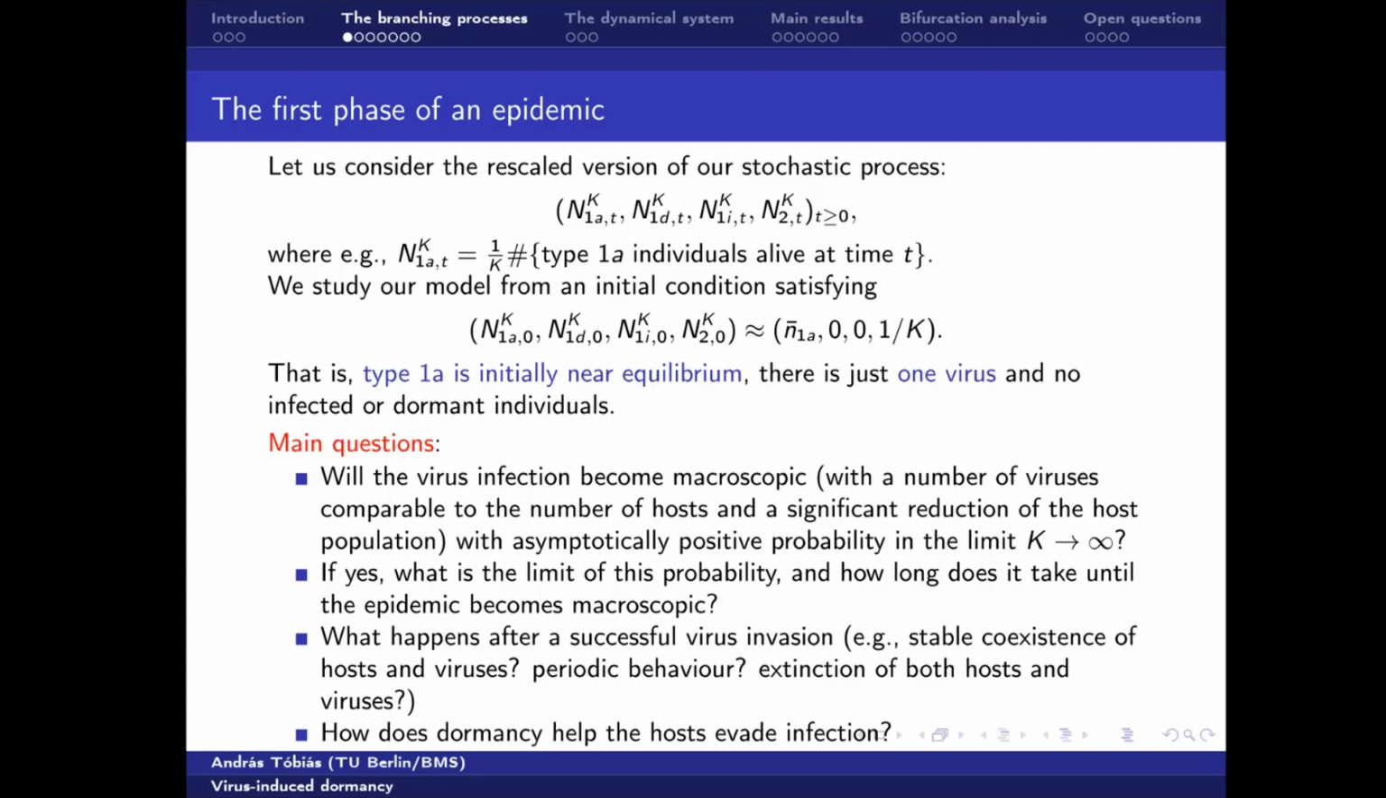And so if you see such a macroscopic epidemic with asymptotically positive probability, what is the limit of this probability, and how long will it take until you see a large number of viruses? And then the question is also what happens after a successful virus invasion. Do we have stable coexistence between viruses and hosts, or do we have some kind of periodic behavior? Can it maybe even happen that both hosts and viruses just die out? So what is the fate of the epidemic? And then, of course, how does dormancy help the hosts evade infection? What is the advantage of the hosts by doing this contact-mediated dormancy?